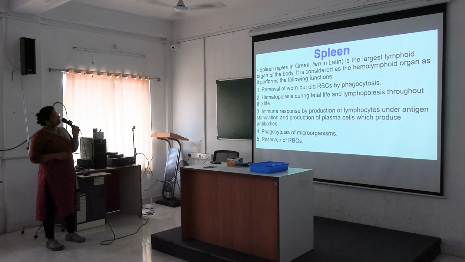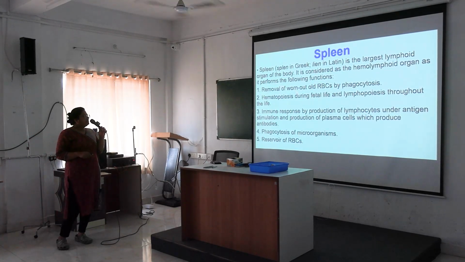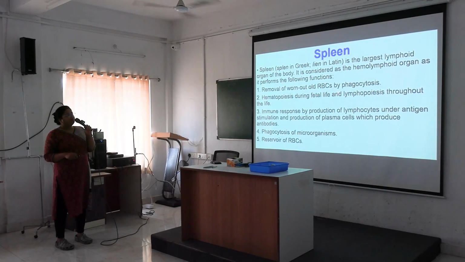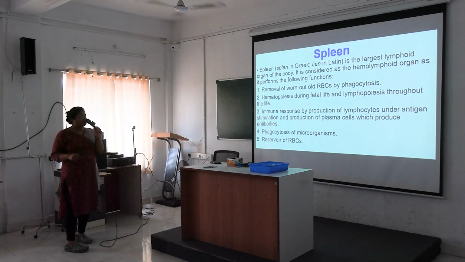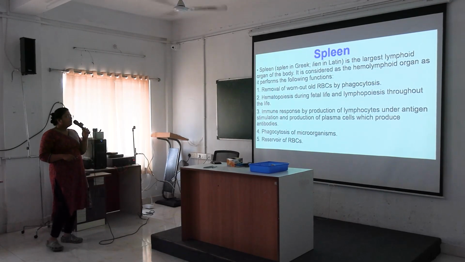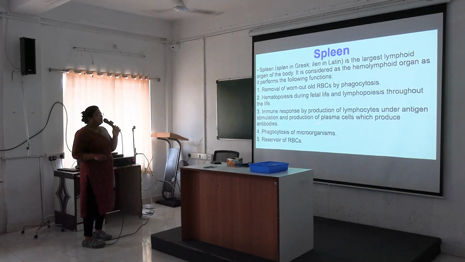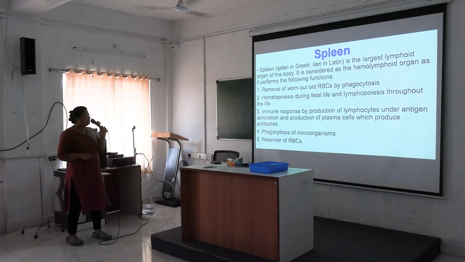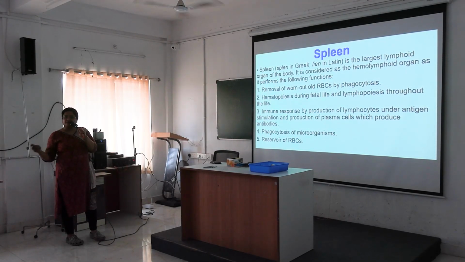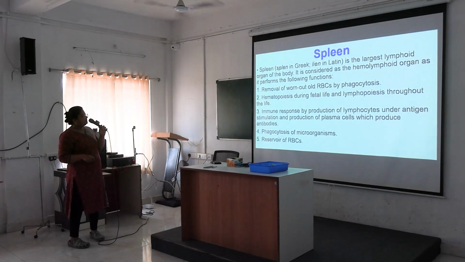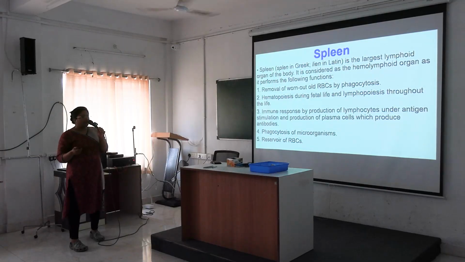It helps in removal of worn out old RBCs by phagocytosis, hematopoiesis during fetal life, and lymphopoiesis throughout life. So these are the main functions of the spleen. Other functions are immune response by production of lymphocytes under antigen stimulation and production of plasma cells which produce antibodies. Phagocytosis of microorganisms also occurs in the spleen, and it acts as a reservoir of RBCs in the red pulp and sinusoids.